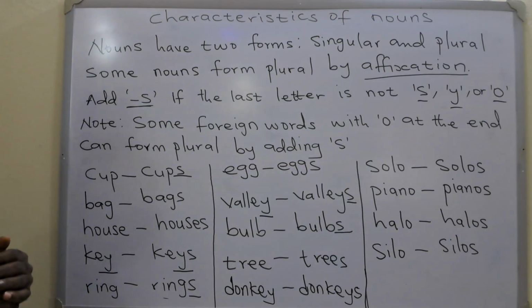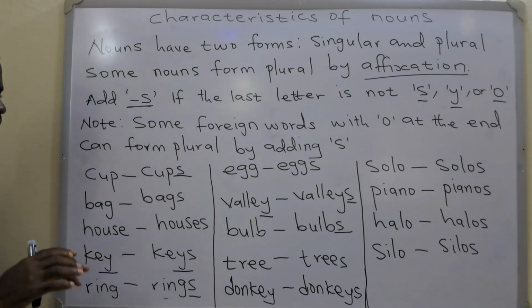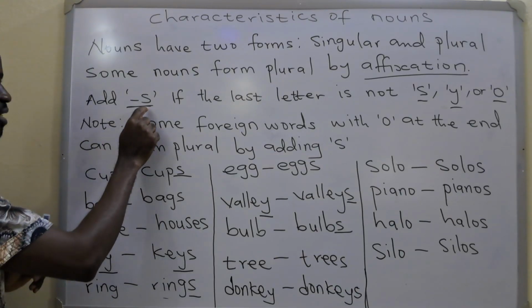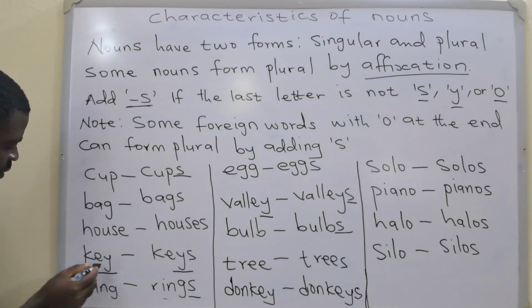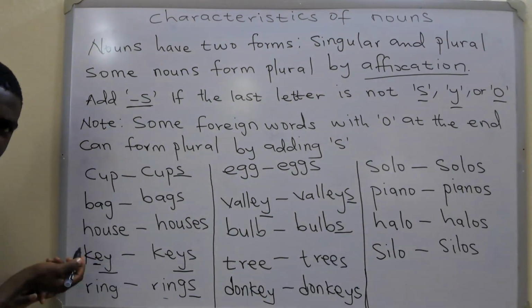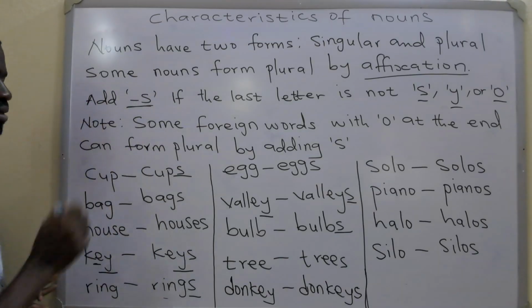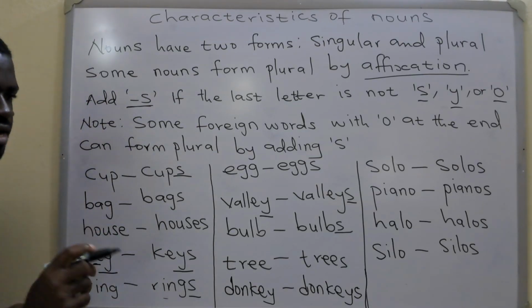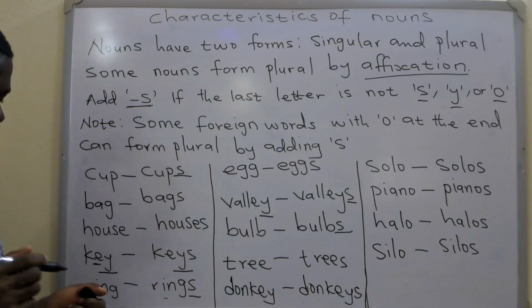If y comes at the end of that noun and the letter that comes before that y is a vowel, then you can add your s. You can still add this s. But if this letter before the y is a consonant, then you will not add s. You will add either es or ies, depending.